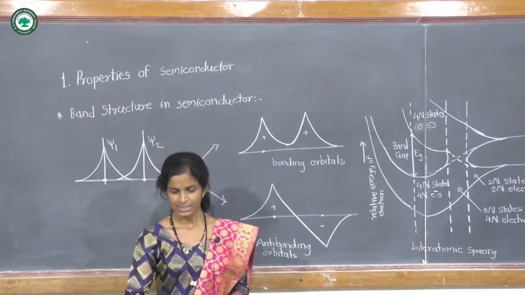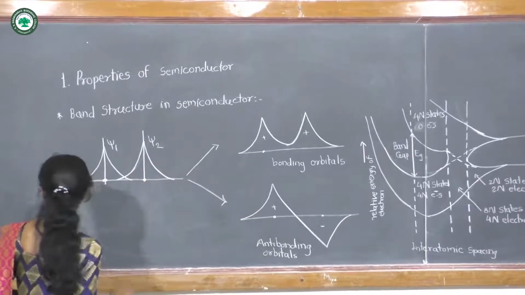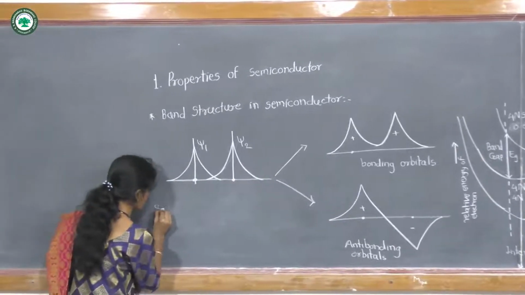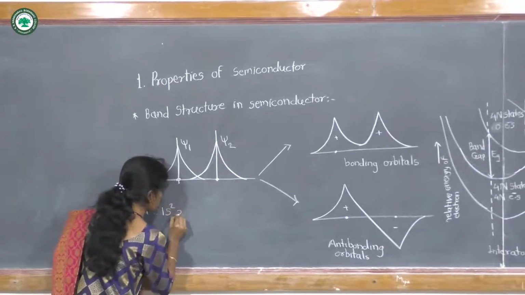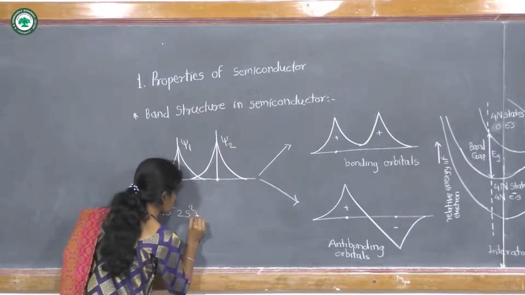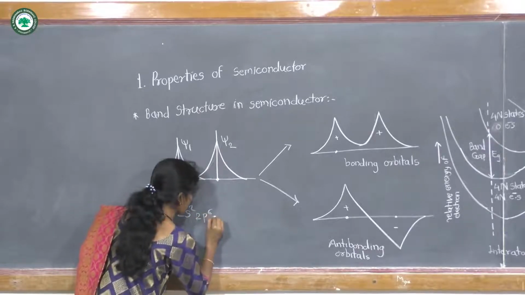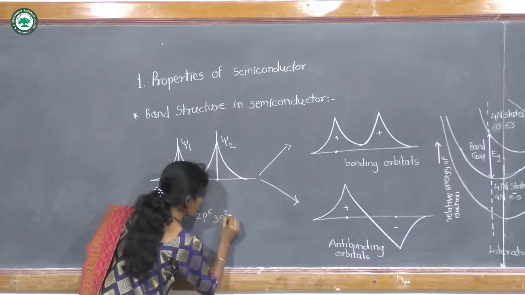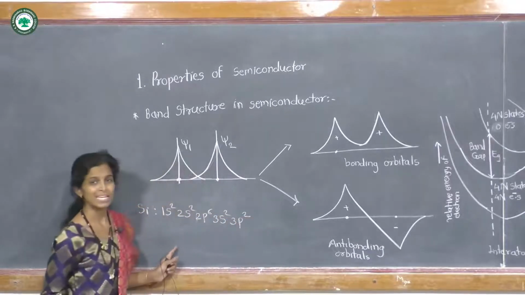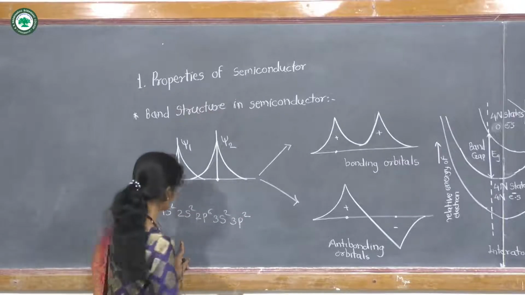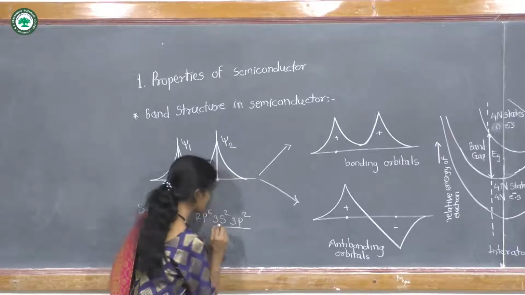We will see the example of silicon. The silicon atom has the electronic configuration 1s2, 2s2, 2p6, 3s2 and 3p2. In this electronic configuration of silicon, the 3s and 3p are the valence electrons.